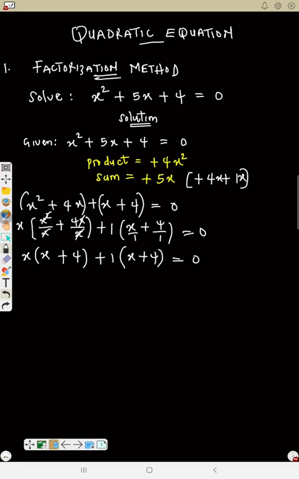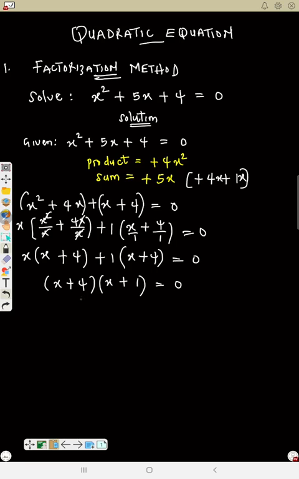Now what do you notice? Do you see now that this one and this one look alike? So take 1 out of the 2. That will be x plus 4. Then take the outside one. That will be x plus 1. That is x plus 1. So write it here. Then equals to 0.